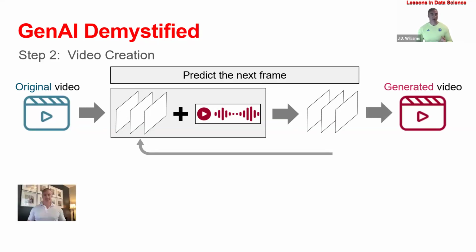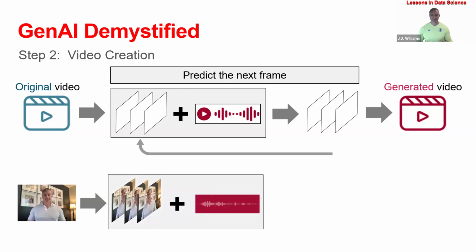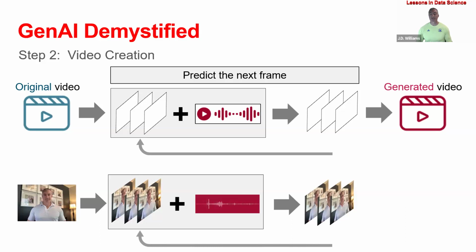For example, we take the original video file of me speaking in Spanish and then break it out into its individual frames, combine that to the translated audio file into English, and using generative AI, predict the next frames, and continually iterate until we get a video of me speaking in English.